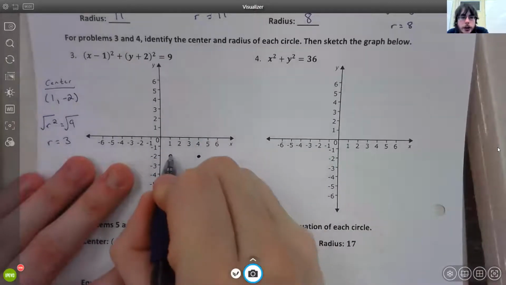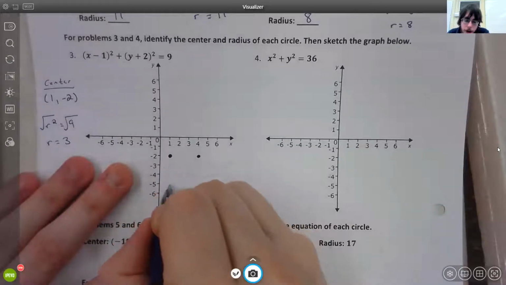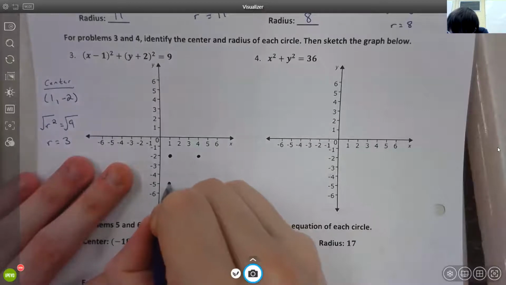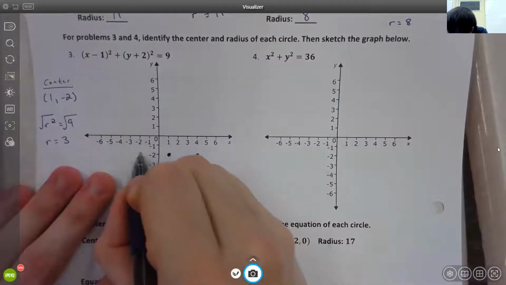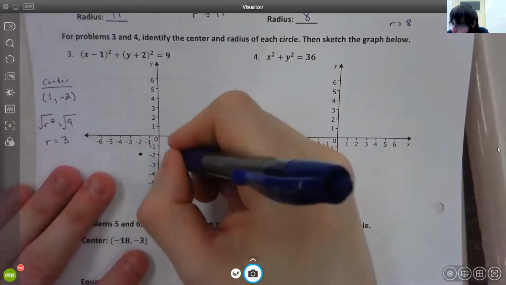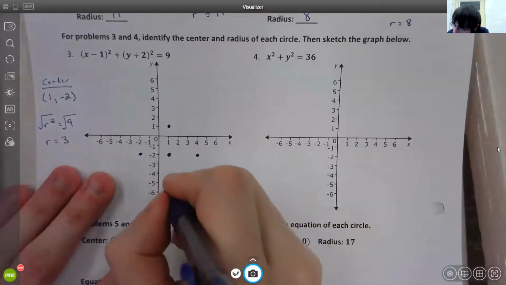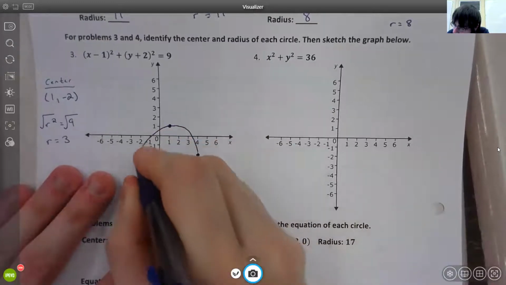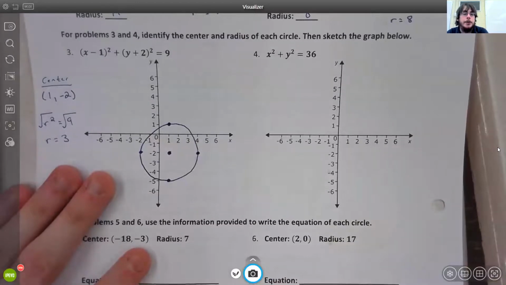The radius always starts at the center, so we're going to go back to the center, and then we're going to go down 3 here. Then we're going to go from the center and go left 3, 1, 2, 3. And then we're going to go up 3 from the center. And then we're going to sketch the graph to the best of our ability.